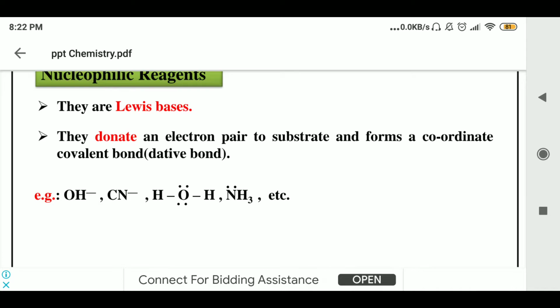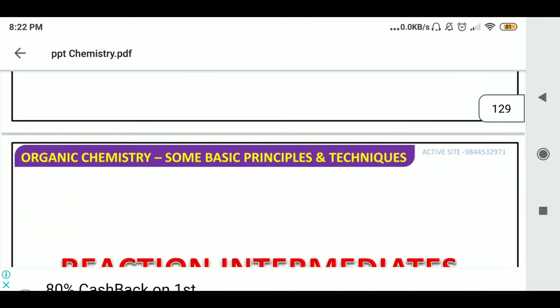Here few examples like water molecules, as you can see, a lone pair of electrons over the oxygen atom. Similarly ammonia, if we talk about, on nitrogen there is a lone pair of electrons. That is why they are considered as nucleophilic. Nucleophilic means nucleus loving itself. They are negatively charged, they are having the lone pair of electrons.